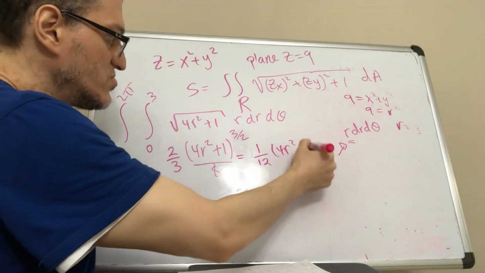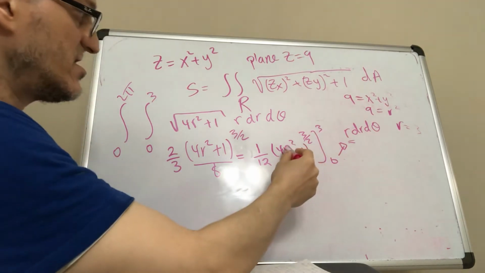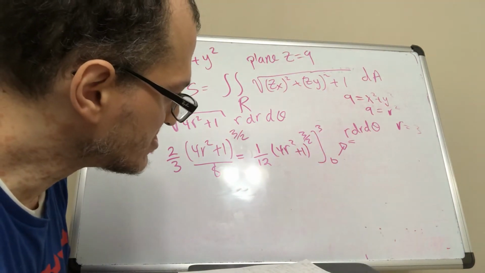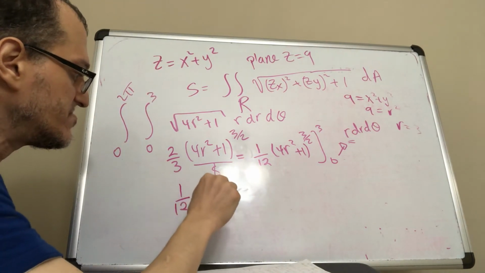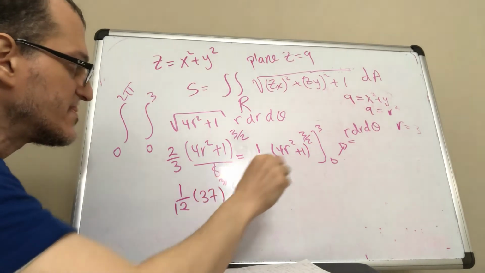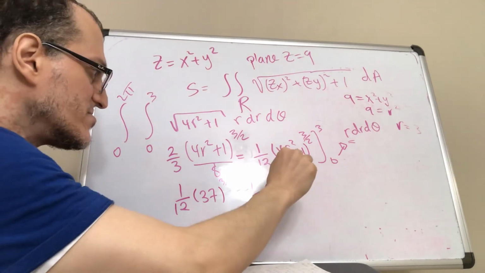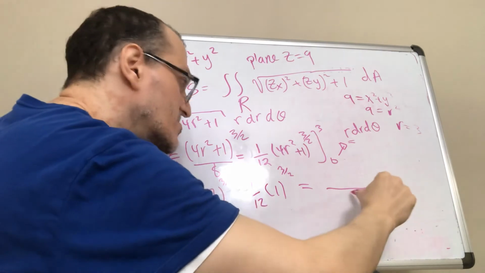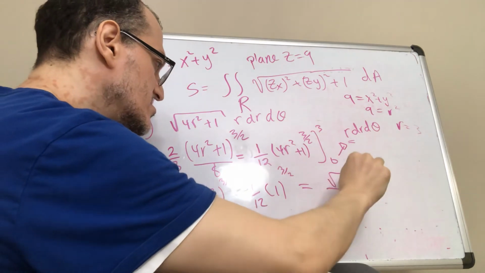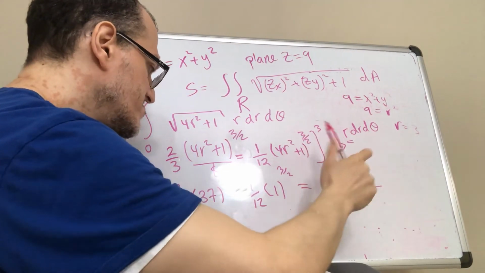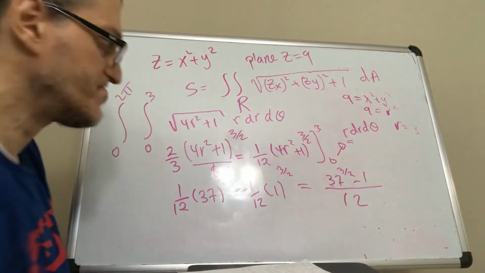4r squared plus 1, 3 over 2, and you have 3 and 0. 3 squared is 9, times 4 is 36, plus 1, 37. 37 to the 3 over 2, and put the 0, would be 1 to the 3 over 2. So all over 12, and that's this number, which I'll leave as it is now, doesn't matter. 37, 3 over 2, and 1.